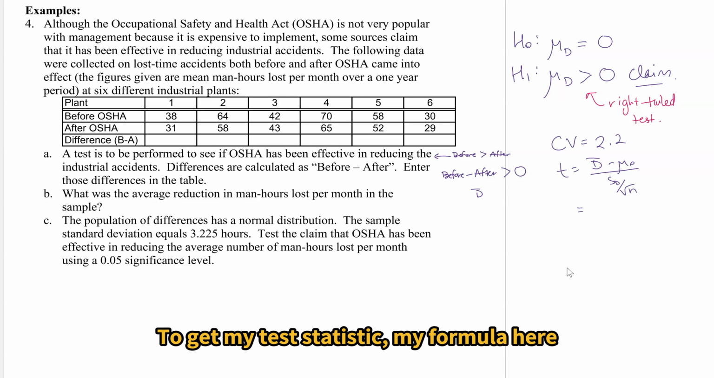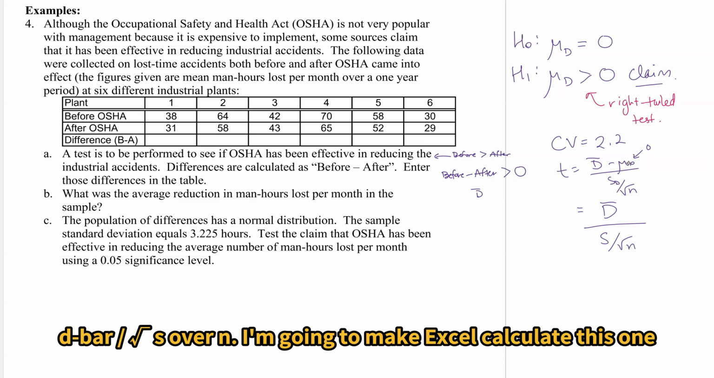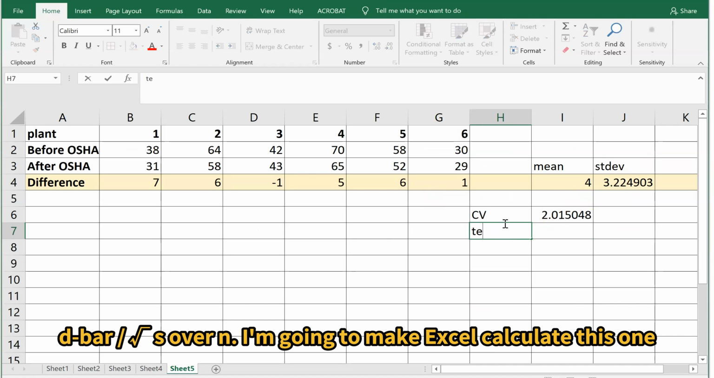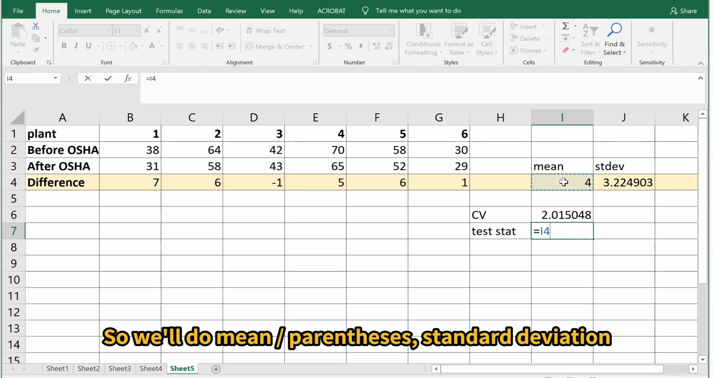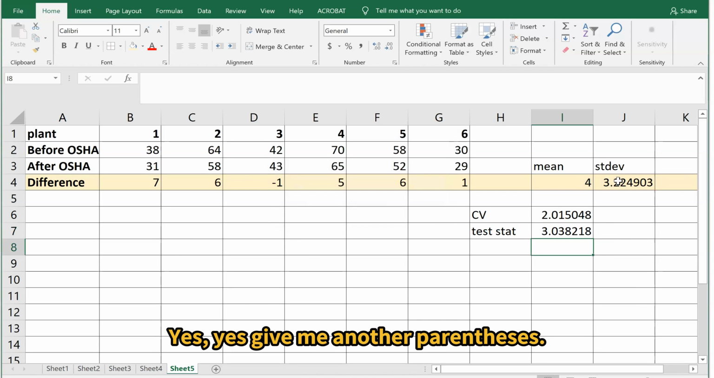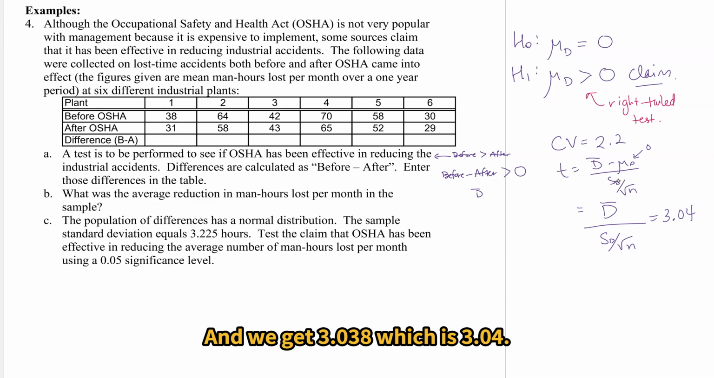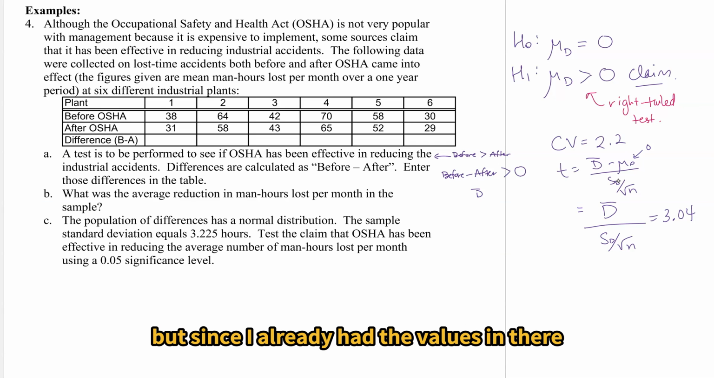To get my test statistic, my formula here, d bar minus mu sub d divided by s sub d divided by square root n. Or, since mu sub d is 0, d bar divided by s over square root of n. And I'm going to make Excel calculate this one, since I already have my mean and my standard deviation here. So we'll do mean divided by, parentheses, standard deviation over square root of n, which is 6. And we get 3.038, which is 3.04. We could calculate that by hand, but since I already had the values in there, I just decided to use Excel.